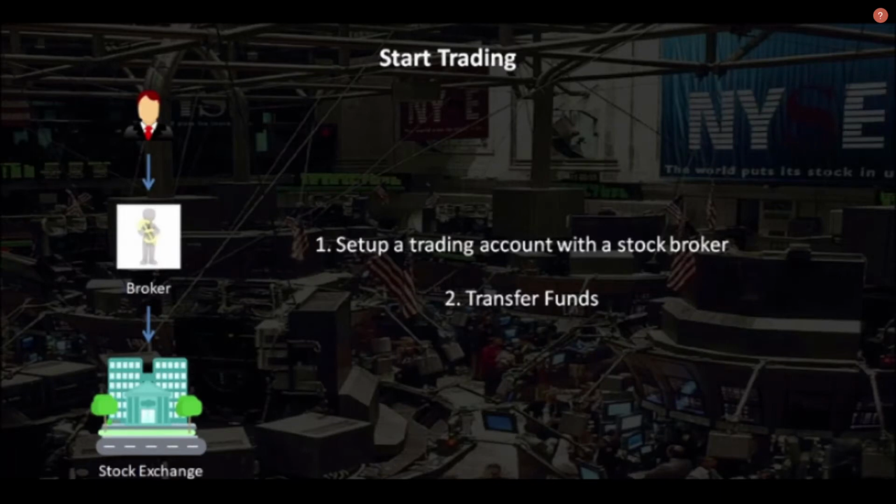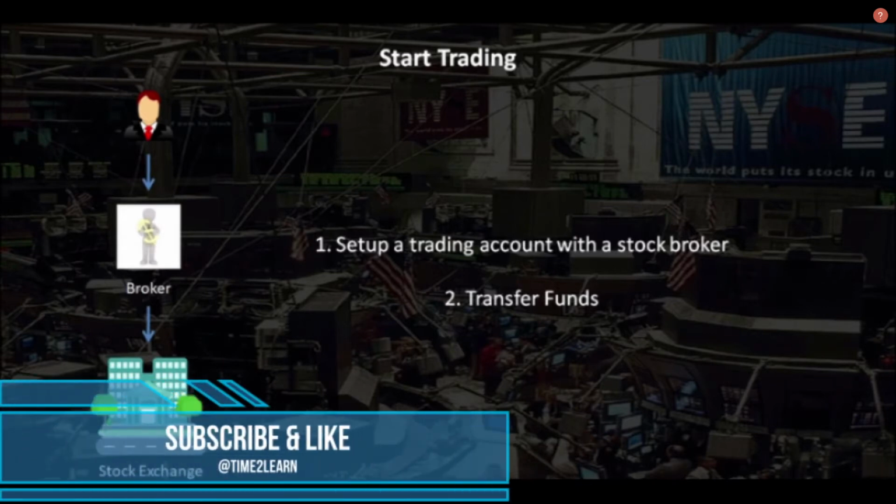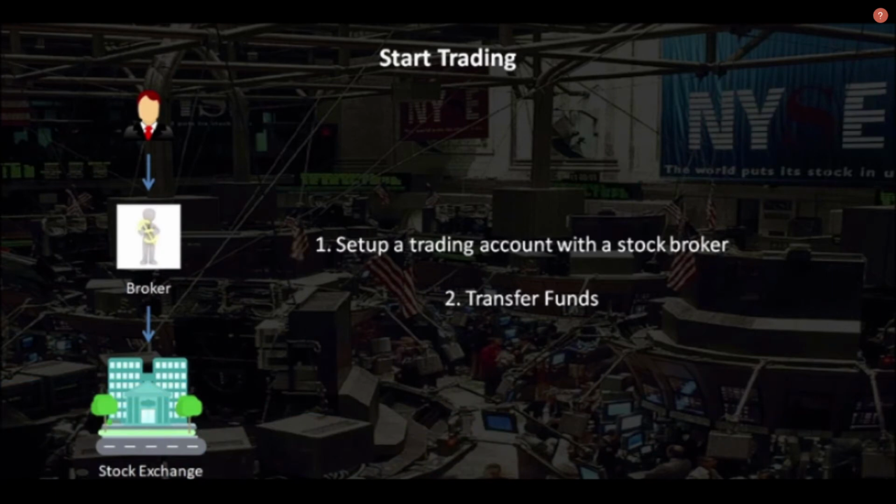In order to start trading, you need to open a trading account with a stockbroker in your country. The stockbroker would guide you on the formalities that you need to complete so that a trading account can be set up for you. Once this trading account is set up, you need to transfer funds to your account so that you can start trading.